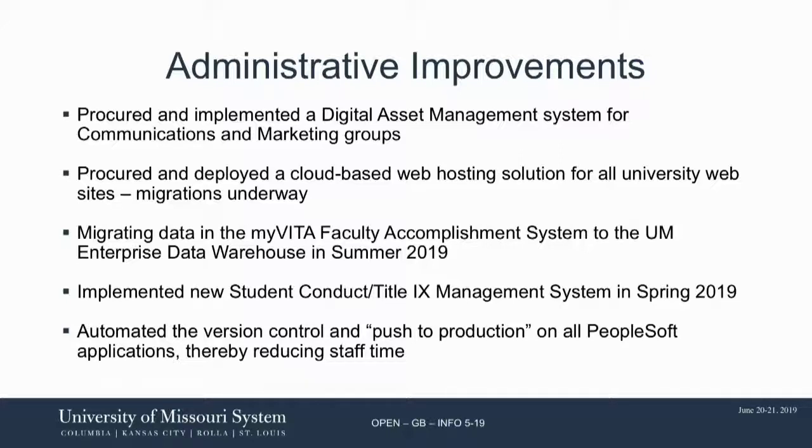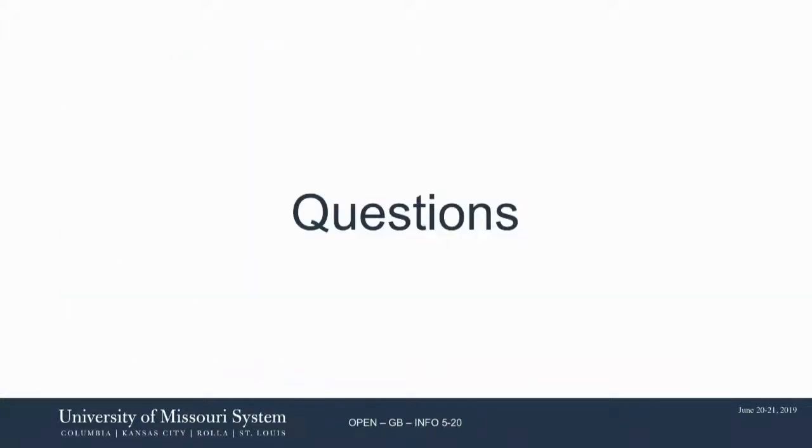In terms of policy and regulatory requirements, we put in a new student conduct Title IX management system in the spring, and we automated the version control systems that we use in PeopleSoft to push applications into production without having to consume a great deal of staff time. So that's what I had to present today. I'd be happy to take any questions or comments.